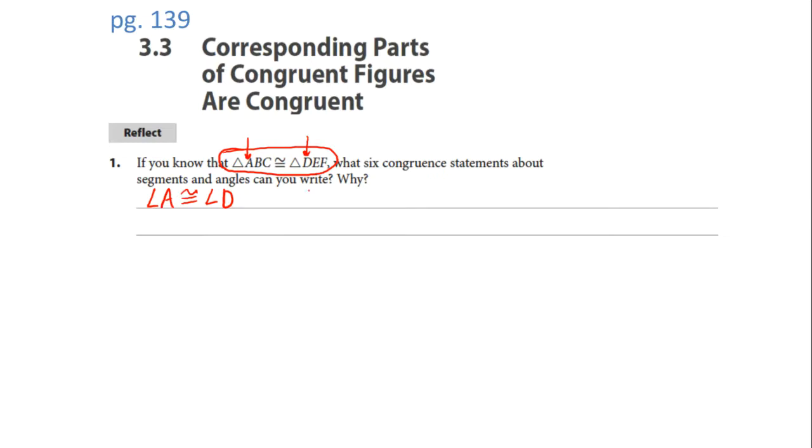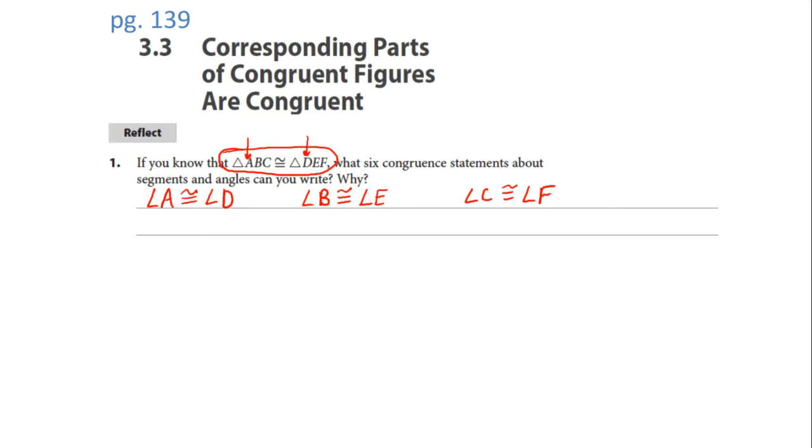Likewise, the middle letter, B, that angle is congruent to the other middle letter, so that would be angle E. And the last letter is congruent to the last letter. So the order definitely matters, because wherever a letter appears in one shape, the letter that appears in the other shape is congruent to it.